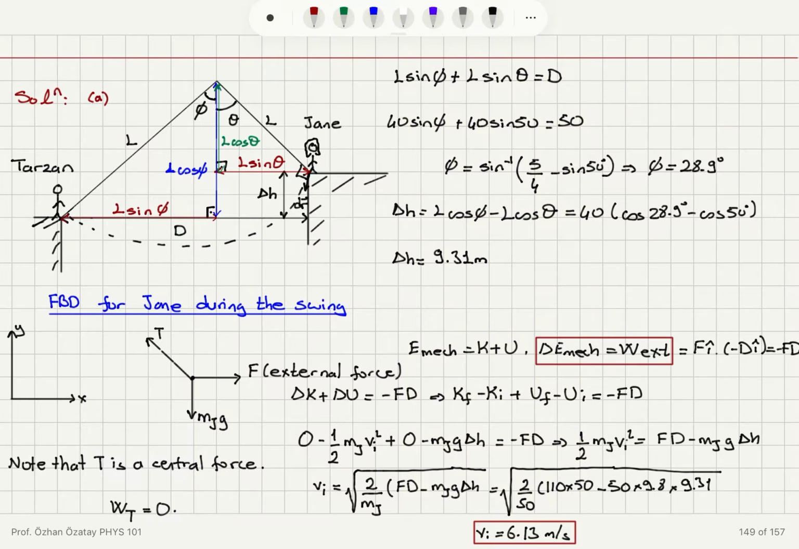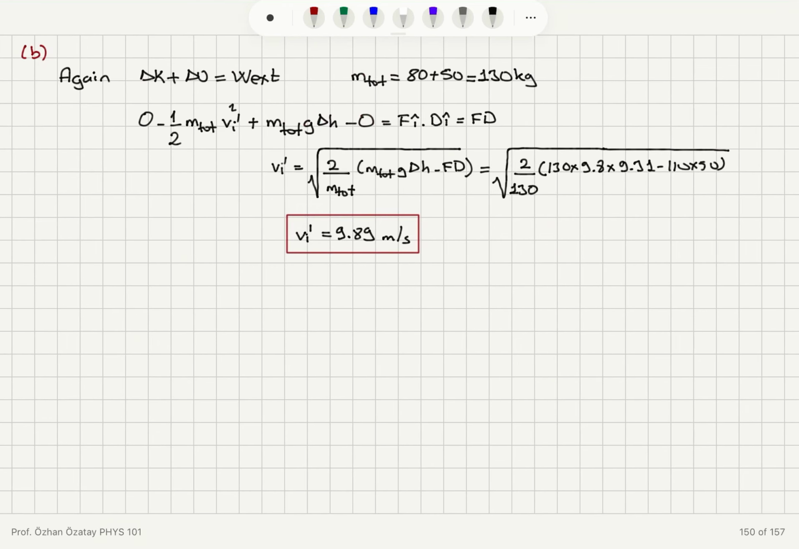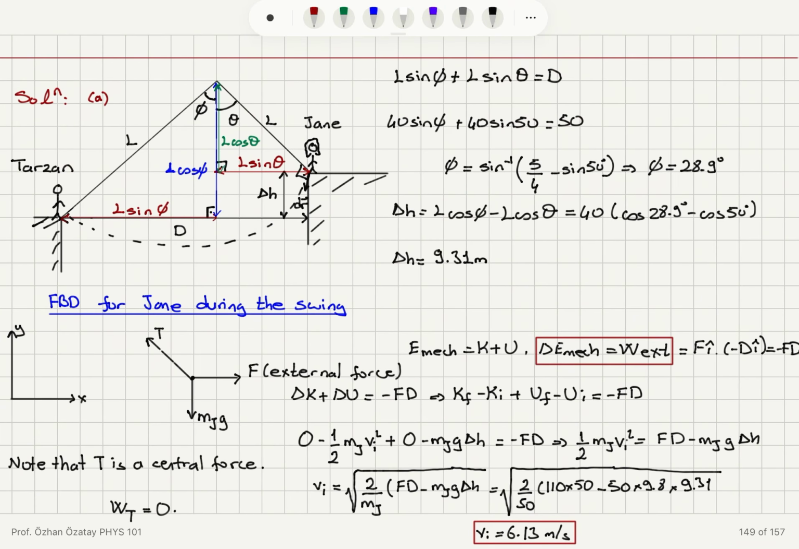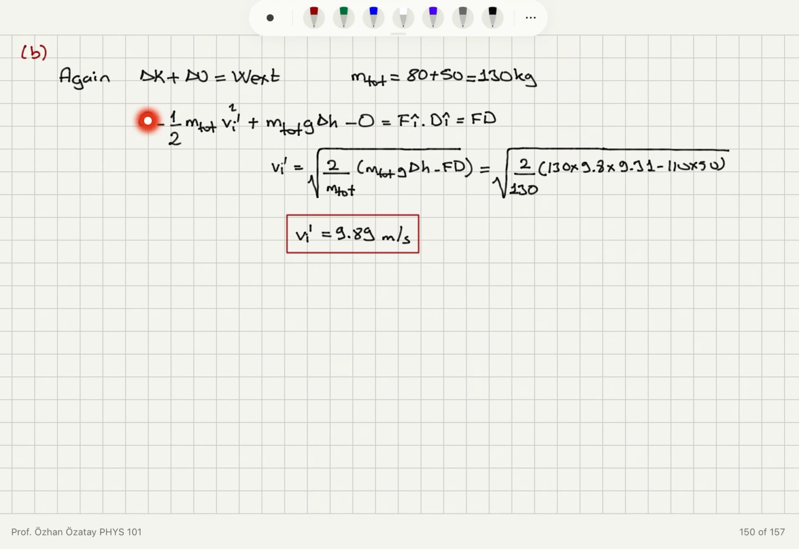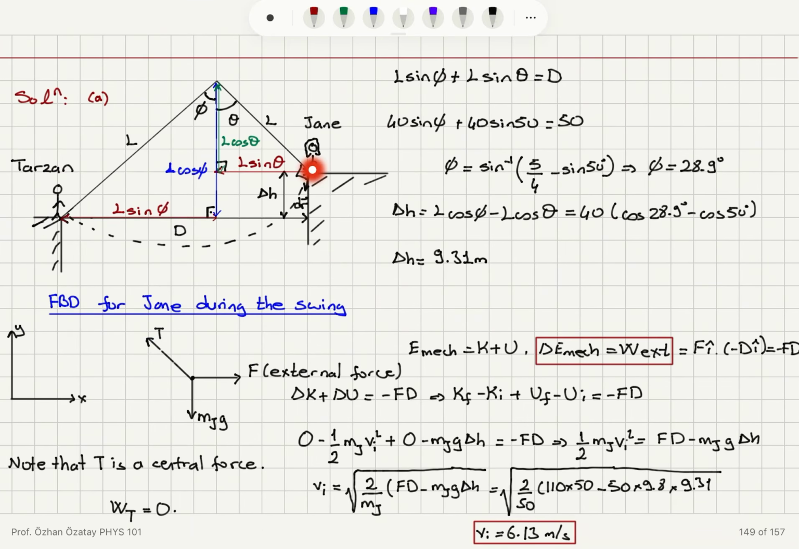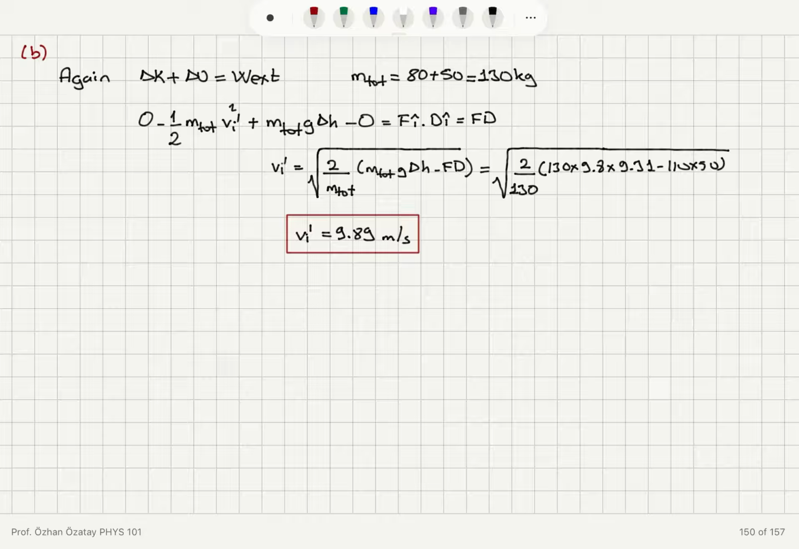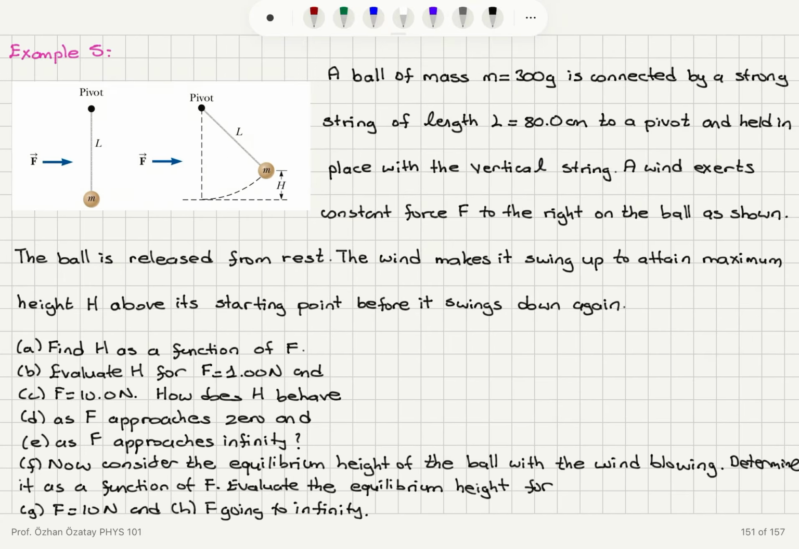So when they swing back, what changes? This external work done will be plus F times i hat dot d times i hat, and there will be a change in the total mass, and the rest of the story is the same. We're going to reach a zero kinetic energy on the other side, and the potential energy will be increasing here instead of decreasing. Okay, let's move on to another example.